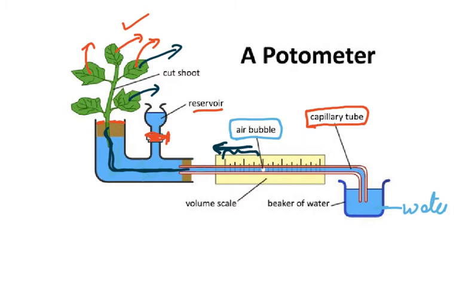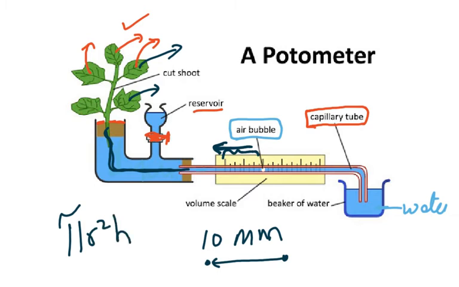So say it measured 10 millimeters. The bubble moved 10 millimeters from here to this point. So that means this fluid, which is 10 millimeters in length, is a column. And do you know how we calculate the volume of a cylinder? It's pi r squared h. So the length of the column would be h, and if you know the diameter, then you can calculate the radius, so you can calculate the volume.